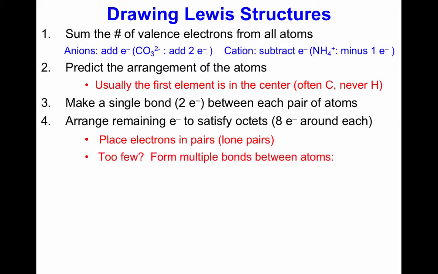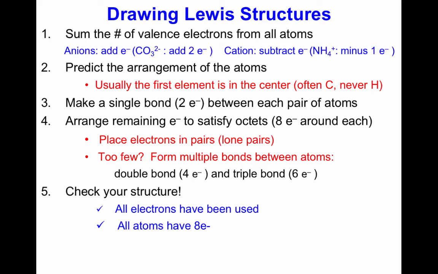If you have too few electrons, say that not every element in the compound has 8 valence electrons, what you need to do is rearrange the electrons to make that happen. Sometimes if you have 4 extra electrons, it can form a double bond. If you have 6 electrons, it can form a triple bond, and I'll show you an example of that as well.